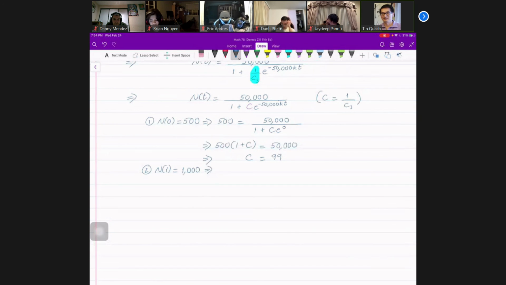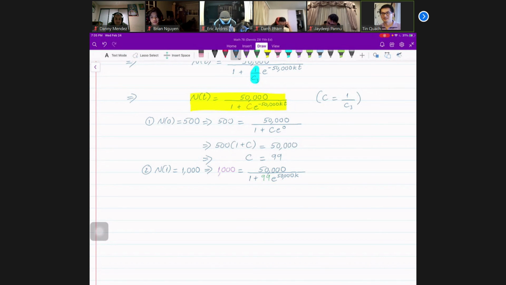Now 2, you use this condition right here to find the k. So here's your general formula. So you put 1,000 for n, and then 50,000, 1 plus c is 99, e to the 50,000 times k times t, which is 1. So that is just this.